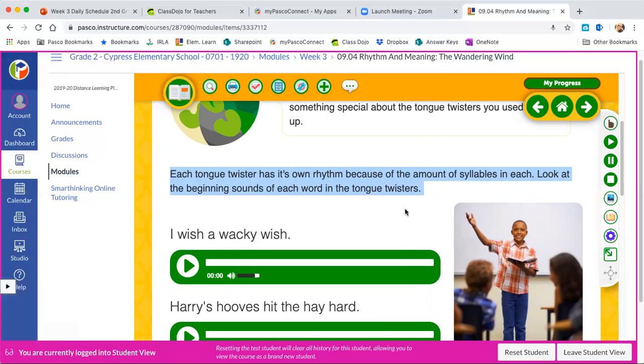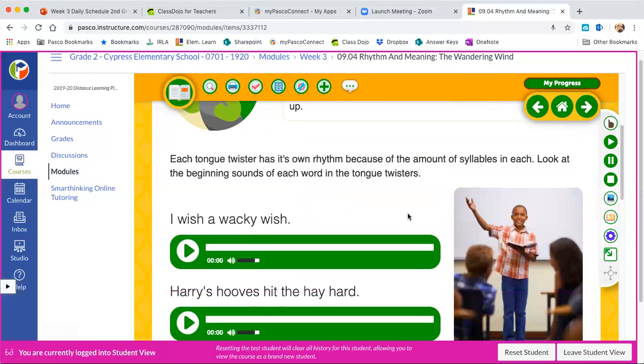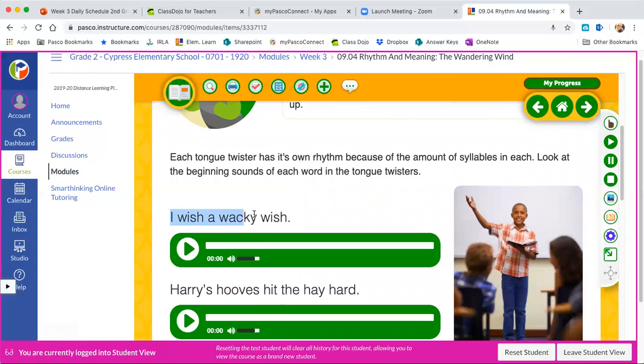Look at the beginning sounds of each word in the tongue twisters. Now, we've talked about that a little bit this year, but do you notice the same beginning sound in a lot of these words? I wish a wacky wish. What sound, not the name of the letter, but what sound do you hear over and over again? I wish a wacky wish. Do you hear all the words that start with w, w? It's got to be the beginning sound in a word, w, w.